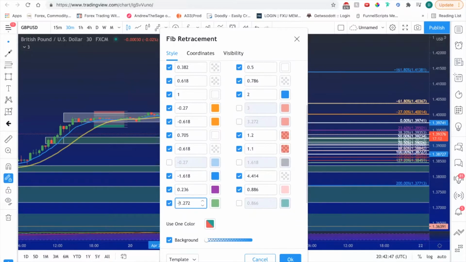Click where the number 3 is and just type negative 1.272. And you're gonna add the 161. The 1.618, which is this one here? Yeah, you just hit it. So I got the positive and negative for that one. I got the negative and positive 1.272. I got the 618 negative and positive. Boom. And make the negative.